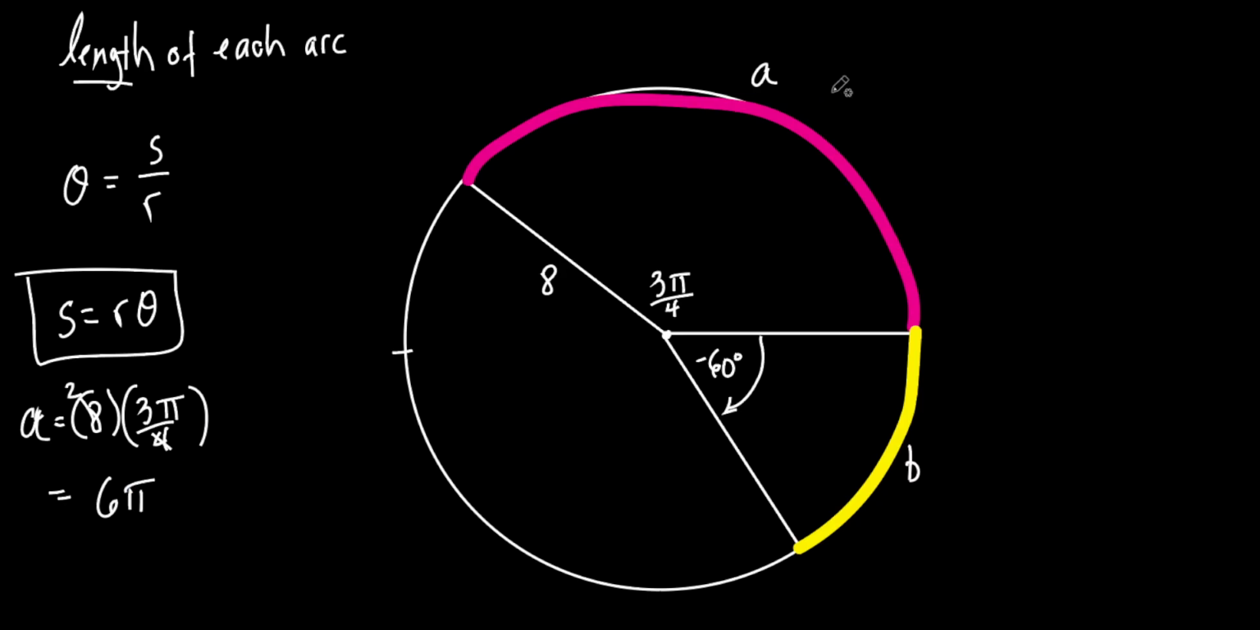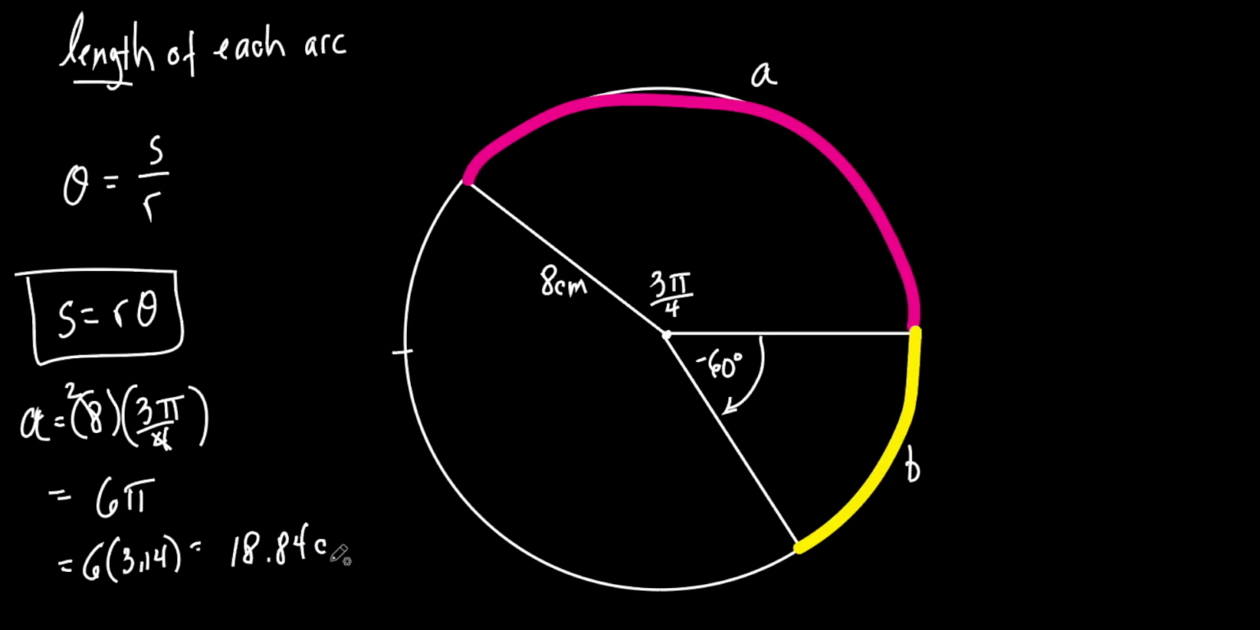Now, if you wanted to find out what it is in centimeters, what do we do with that 6 pi? Put it into a calculator. So you just go 6 times 3.14, and that gives you 18.84.